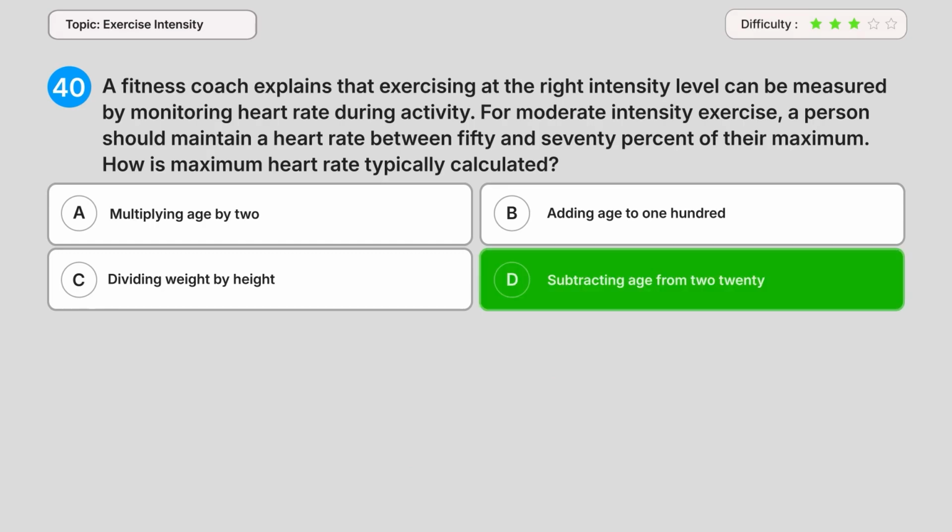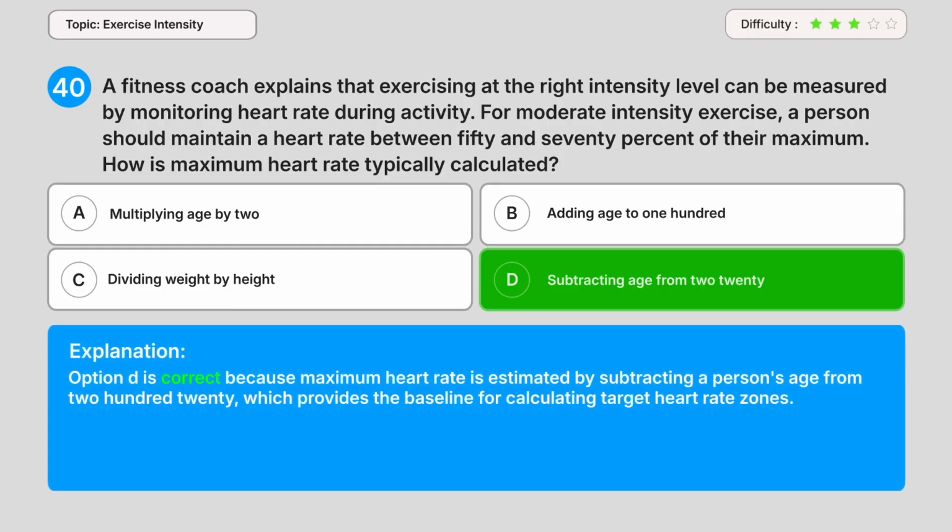Correct answer, D. Subtracting age from 220. Explanation. Option D is correct because maximum heart rate is estimated by subtracting a person's age from 220, which provides the baseline for calculating target heart rate zones.